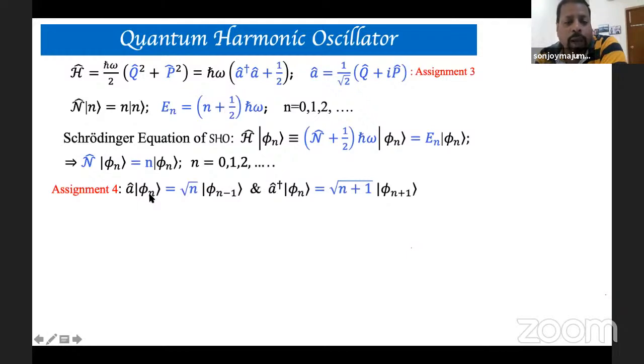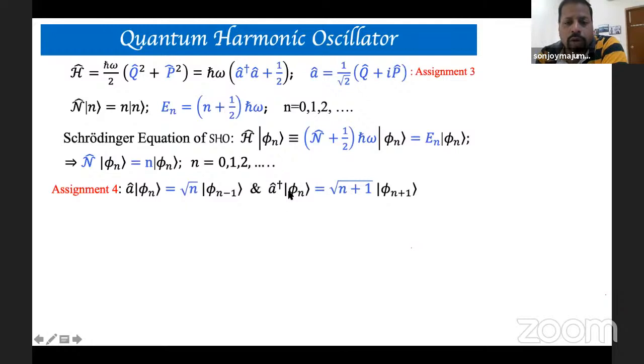So what would happen is that these are not eigenvalues, these are the coefficients when you apply the annihilation operator on phi n. You can remember it this way: for n minus 1, the coefficient will be square root of n, and for n plus 1, the coefficient will be square root of n plus 1.